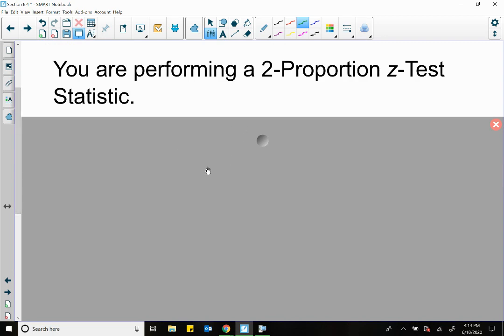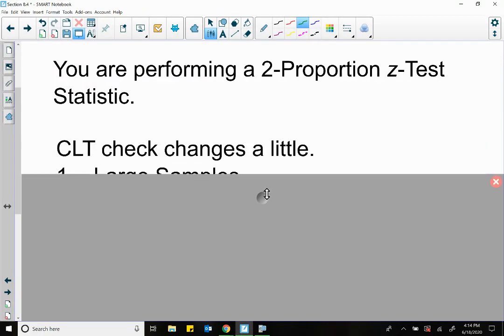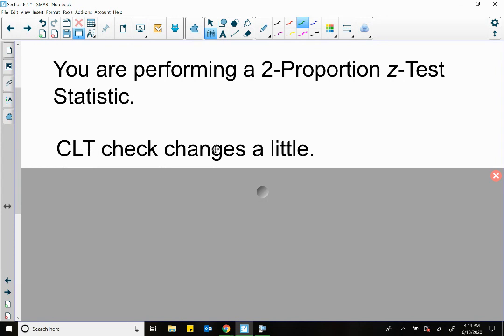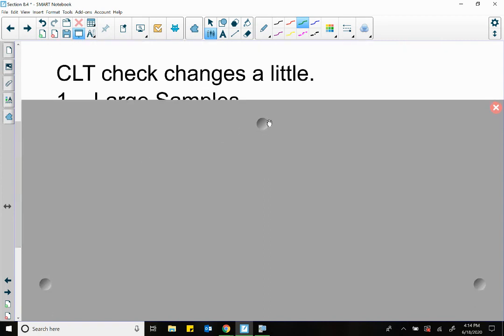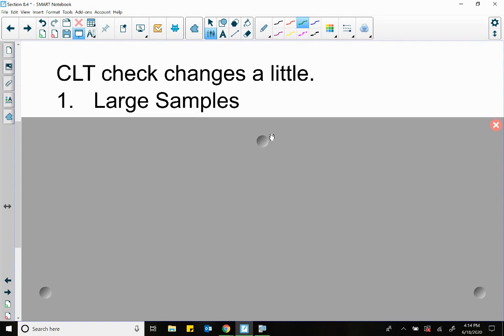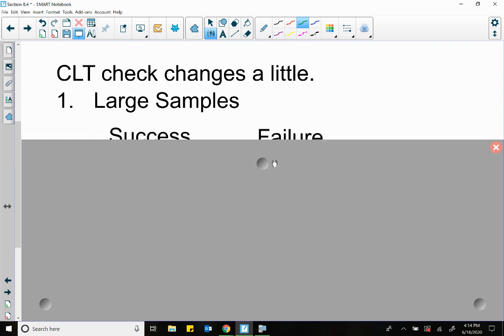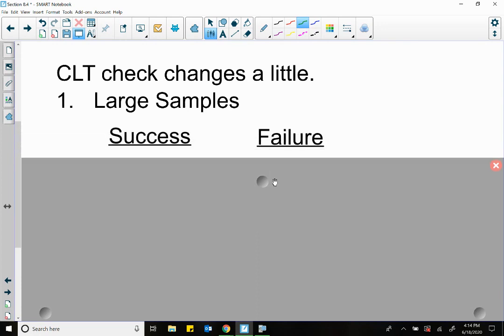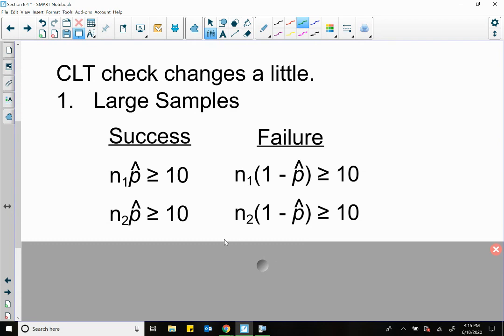In here, when we check the CLT, things have changed a little bit for us. You still also state your significance level in here. That hasn't changed. But there are a little bit of changes to the CLT, okay? Because we have 2 proportion samples now. We've got a little bit more work to deal with, okay? So the first thing is large samples. Okay, we need to know our sample size is large enough. Remember, that's the successes and the failures. And because we have 2 samples, we have to check both of them for successes and failures.